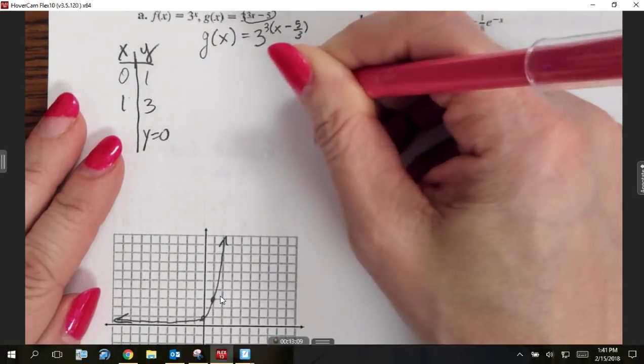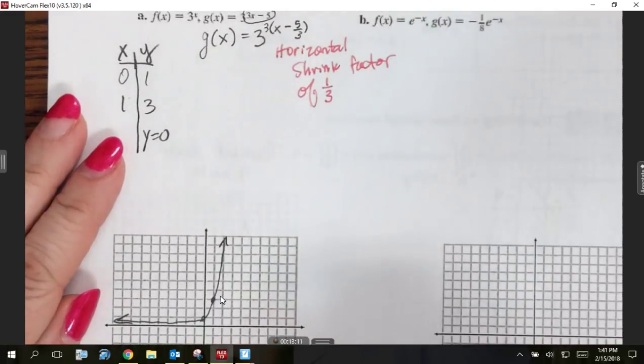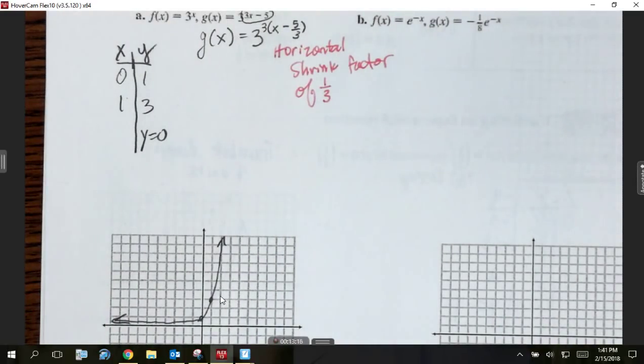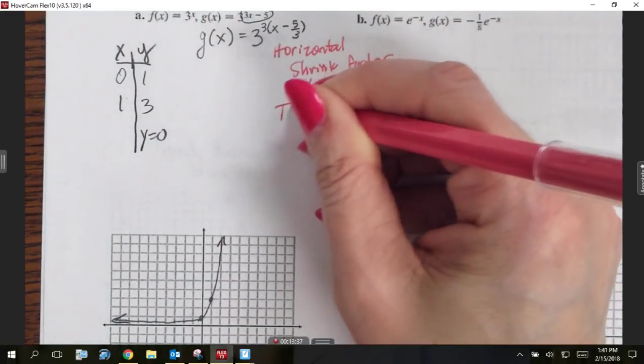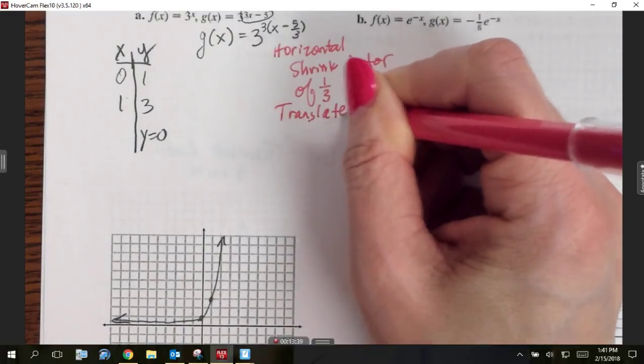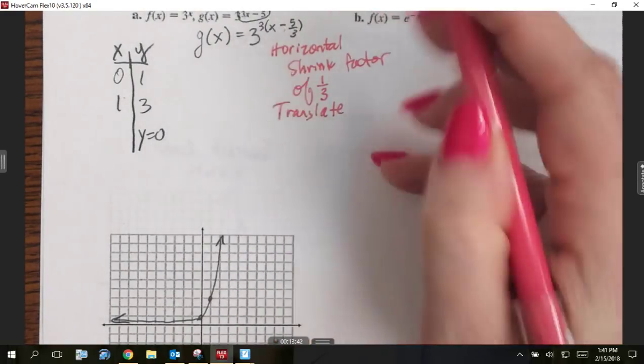Factor of 1/3. And then what about the minus 5/3? It's horizontal, so we do opposite. We're adding 5/3. What does that do? What's the fancy word? Translate. Which way? Right.